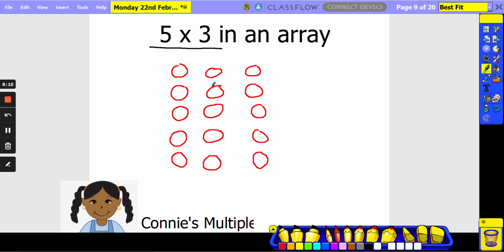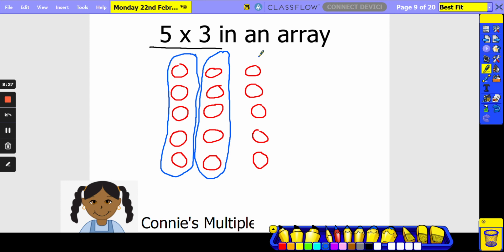Fantastic. Here we've got, if you count with me, so we'll put a different colour, you've got 1 group of 5, 2 groups of 5, and 3 groups of 5.